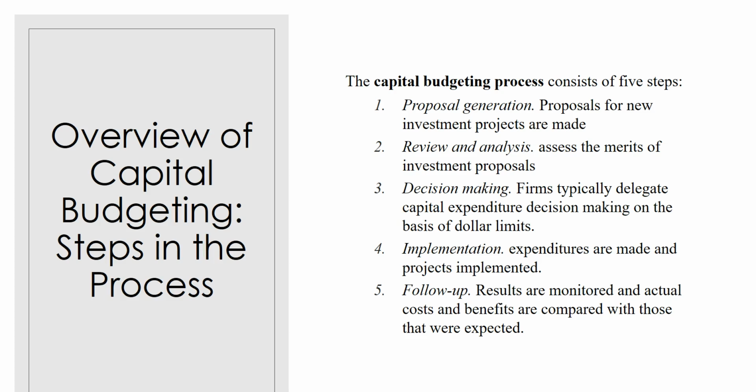So there are 5 steps associated with the capital budgeting process. First, you develop ideas. So you're going to come up with new ideas and propose those ideas. Second, we review and analyze the different proposals. Third, we make a decision. So we decide which projects we want to accept. We then implement that project that was chosen, and we follow up.